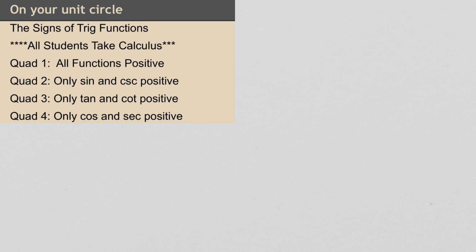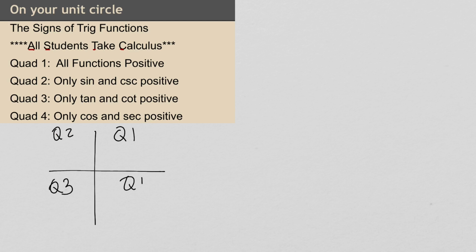All students take calculus. So I'm basically looking at the first letter of each of these words. It's kind of like PEMDAS, please excuse my dear Aunt Sally, to remember order of operations. This is the same thing to remember the signs of the functions on the unit circle. So I'm just going to quickly make my 4 quadrants here. So this is quadrant 1, this is quadrant 2, quadrant 3, and quadrant 4.